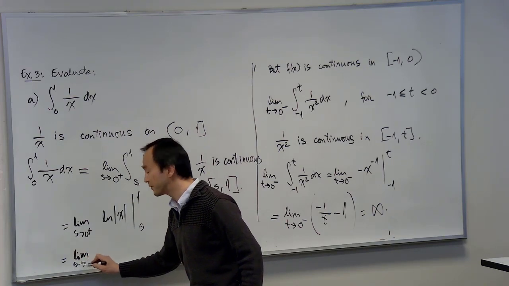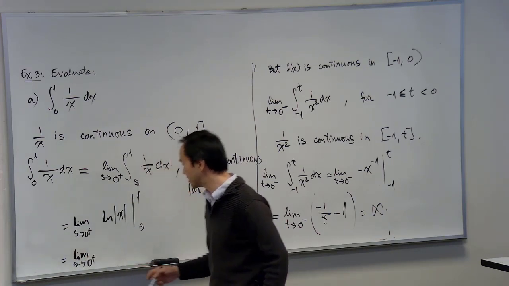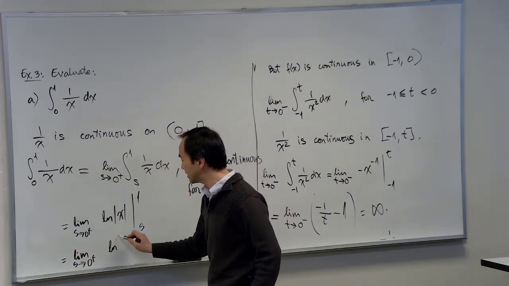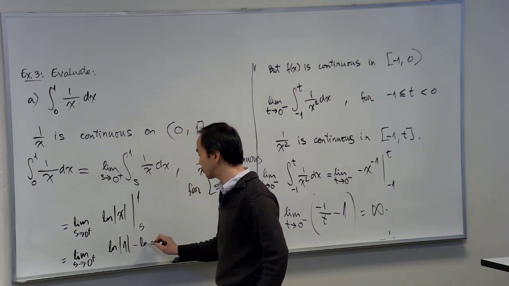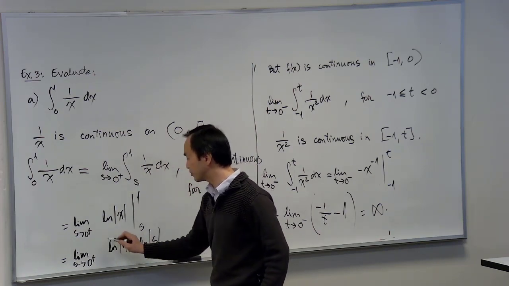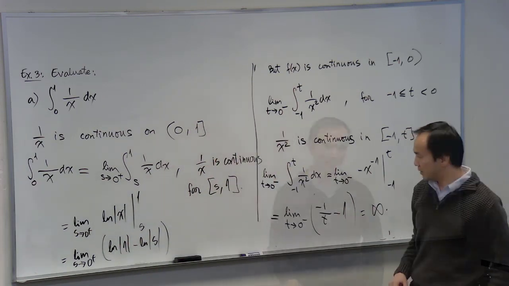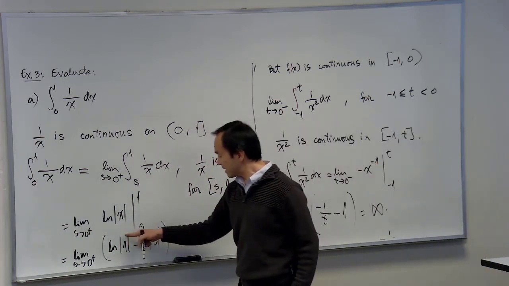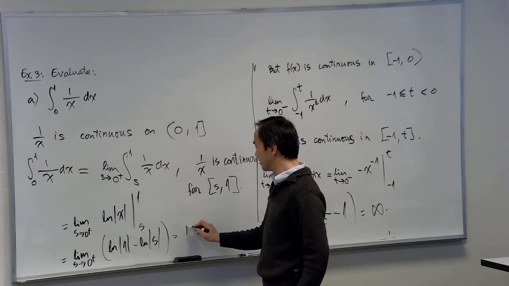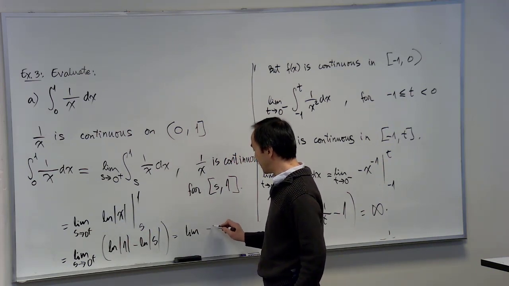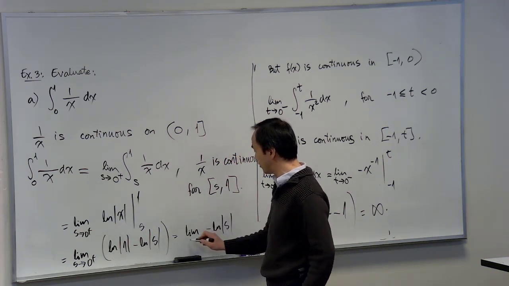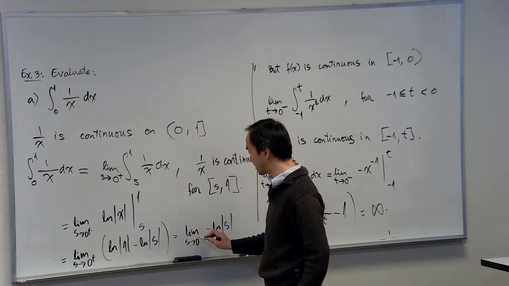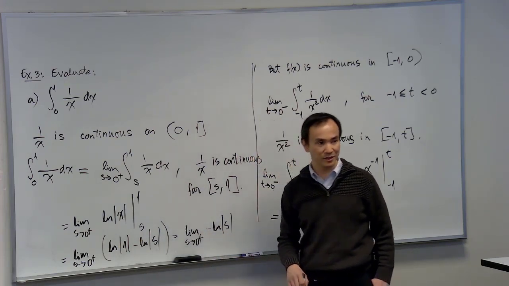Letting s go to 0 from the right-hand side, here we're looking at natural log of 1, right? Subtract natural log of s in absolute value. So natural log of 1 is 0, so needless to say, in the next step we're looking at just the limit of minus natural log of s in absolute value, where we're letting s approach 0 from the right-hand side. We look at that.